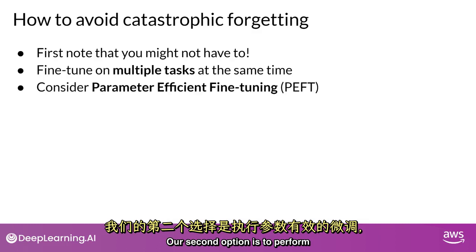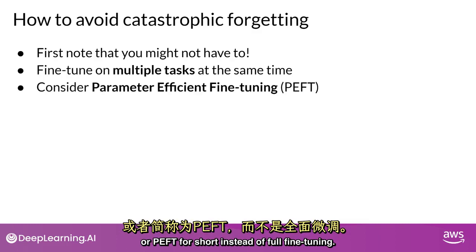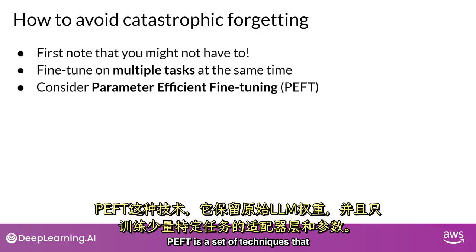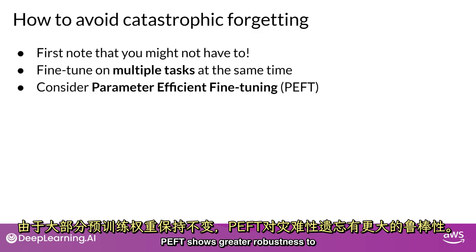A second option is to perform parameter-efficient fine-tuning, or PEFT for short, instead of full fine-tuning. PEFT is a set of techniques that preserves the weights of the original LLM and trains only a small number of task-specific adapter layers and parameters. PEFT shows greater robustness to catastrophic forgetting since most of the pre-trained weights are left unchanged.